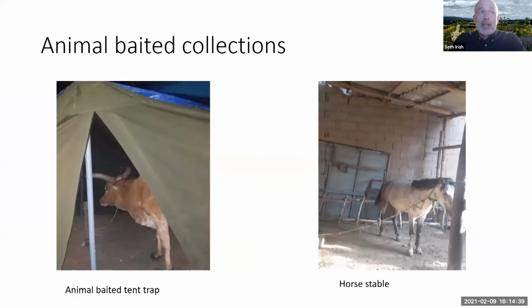We used animal-baited collections. So here you have the animal-baited tent trap. So this is a tent where we kept a cow inside overnight and then collected mosquitoes off the walls of the tent, or just collected mosquitoes off the walls of any kind of animal shelter that we found. So here's a horse stable.